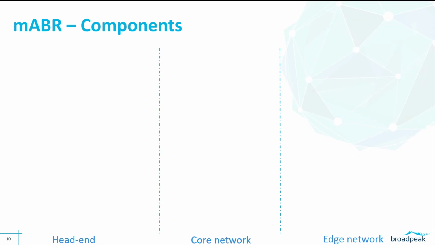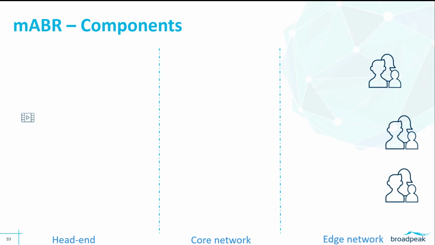So how does it work now? We have a content in the head end, and we have some users in the home, in the edge network, and we have a streamer or packager. This is ABR, so the content goes from the streamer up to the end users. We have different playing sessions running simultaneously, and one connection from the streamer up to the end users. So this is HTTP streaming.